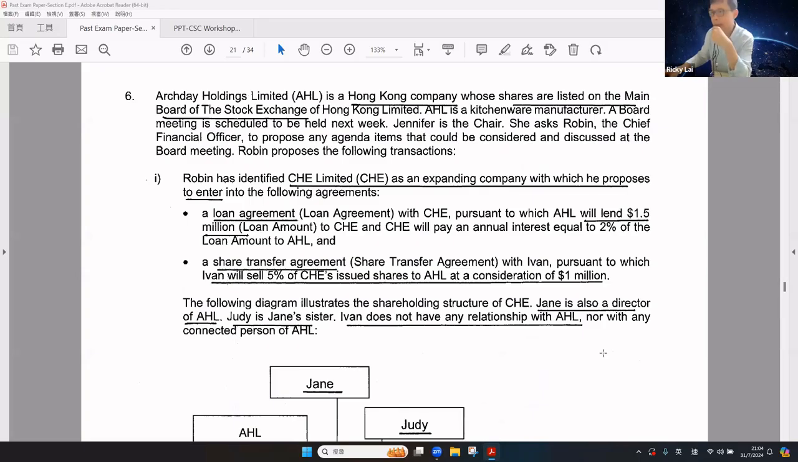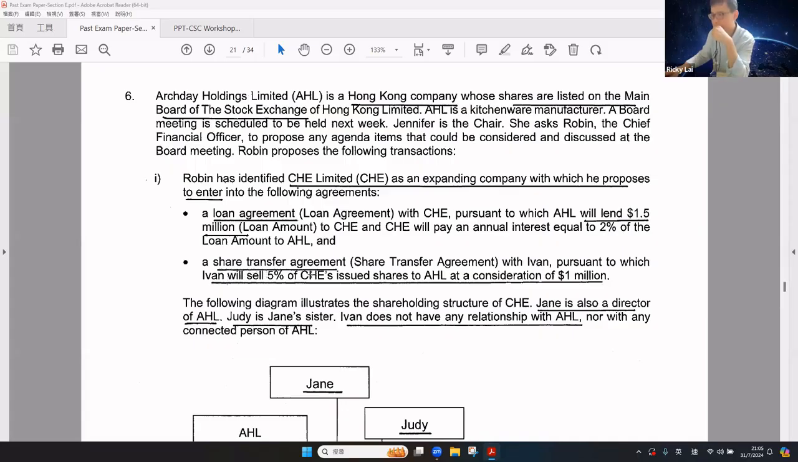The CFO identifies CHE as an expanding company, with which he proposed to enter into the following agreements. First, the loan agreement with CHE, under which AH, the listed company, will lend $1.5 million to CHE, and CHE will pay interest at 2% of the loan amount to the listed company.